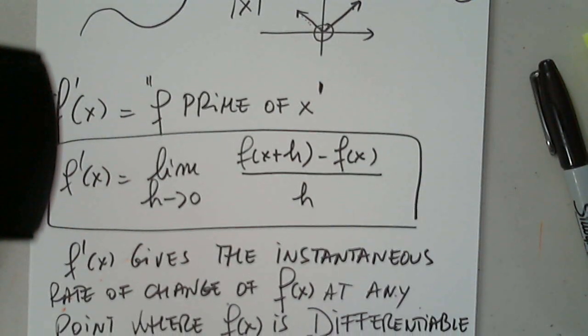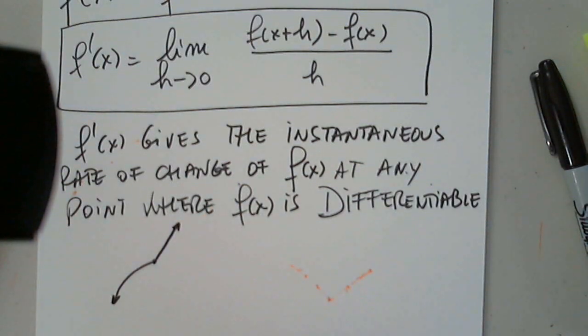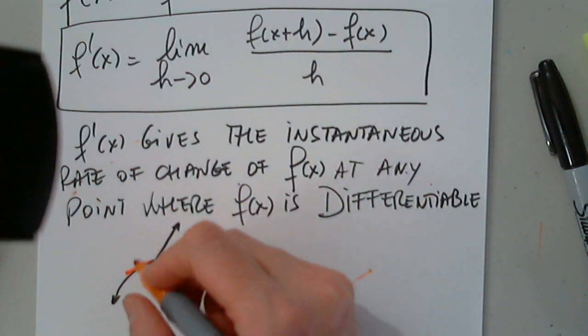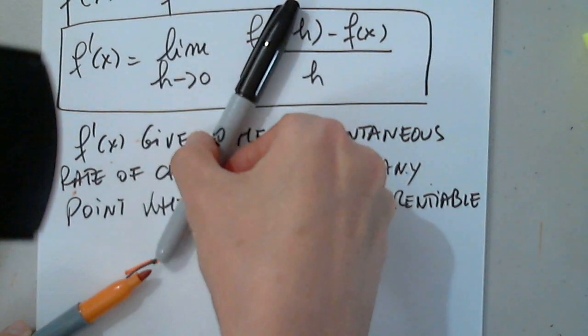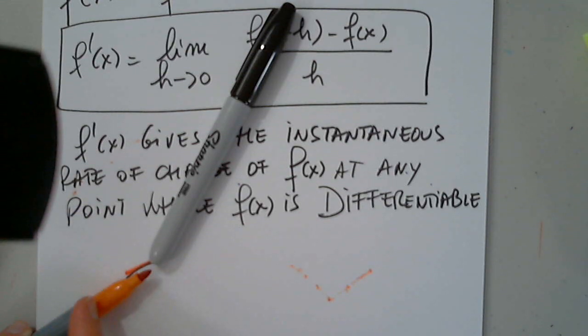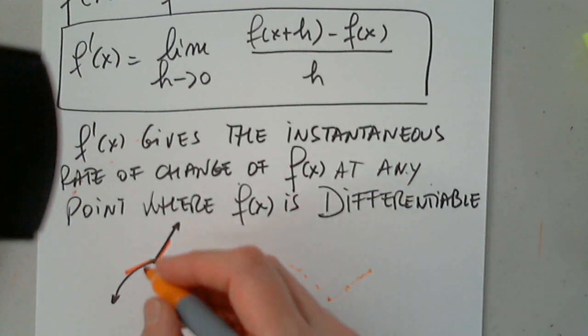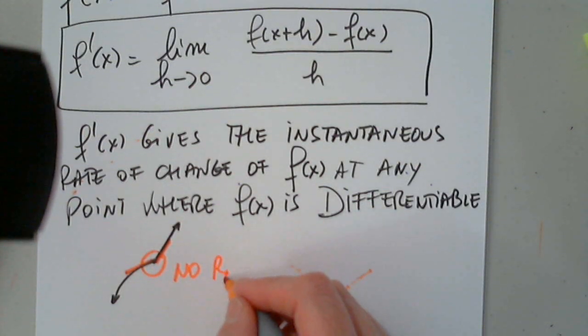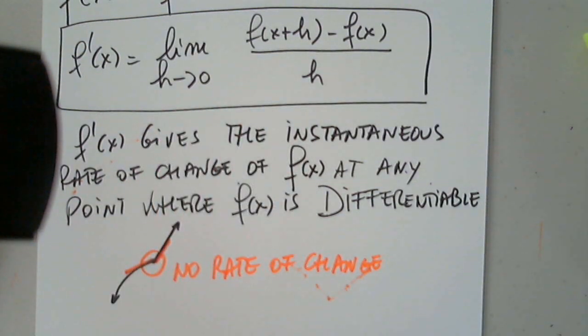But if I have a situation like this, this is a corner. Look, the slope on this part is definitely smaller than the slope on this part. They're not even the same, even if they're both positive. This is much smoother than this. So the slope of the tangent line here is 2, and here is 5. So on this side is 5, on this side is 2. Therefore, at this point, there is no rate of change, because the two limits from the left and right are not the same.